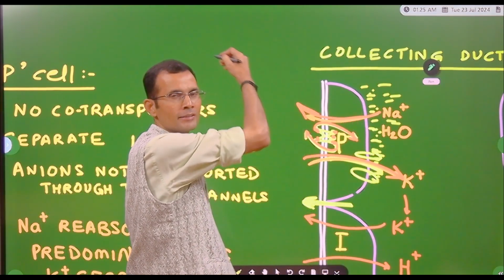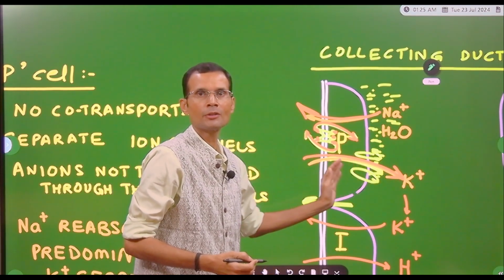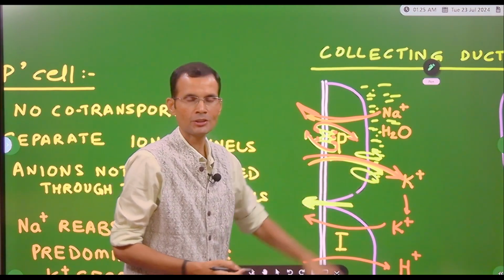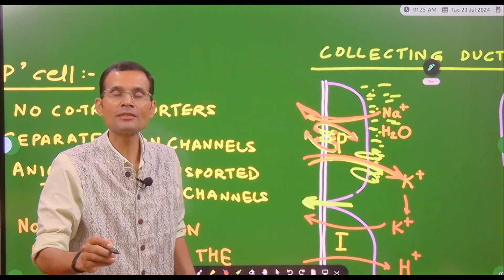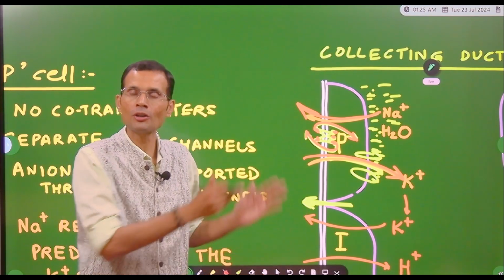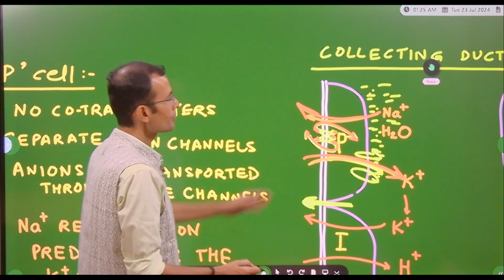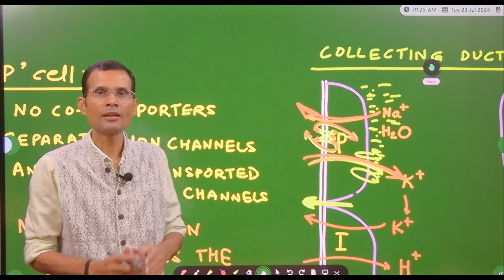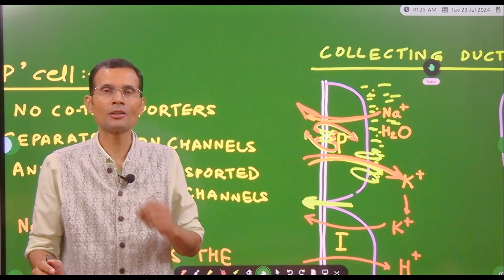More positive charges are removed from the tubular fluid compared to the positive charges that were secreted in the form of potassium. So, a deficit of positive charges means relatively excess negative charges. We saw that at the start of the video. Relatively excess negative charges in the lumen are responsible for lumen negative potential.